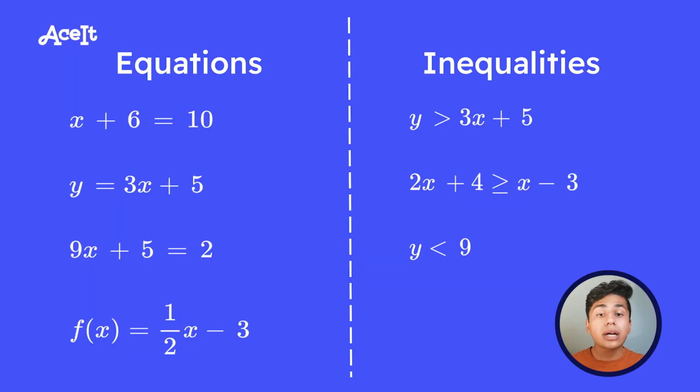With that in mind, here are a couple of examples of equations versus inequalities. As you can see on the left, an equation is any relationship that has an equal sign. But on the right-hand side, we have non-equal relationships between variables and constants. So we have y is greater than 3x plus 5. We have 2x plus 4 is greater than or equal to x minus 3. And we have y is less than 9.